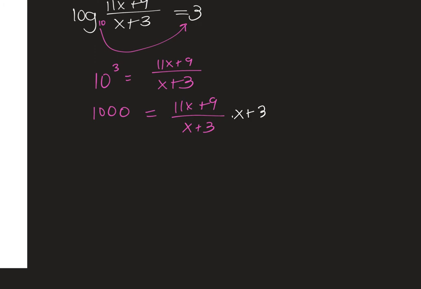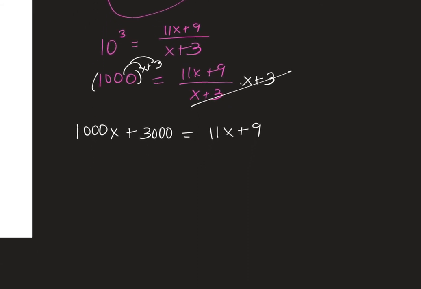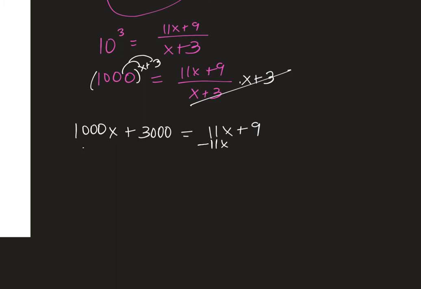So I would multiply by x plus 3. You're going to distribute here: 1,000x plus 3,000 equals 11x plus 9. And then you can subtract the 11x. So this is what I'm talking about. If that said 10, you would be able to do this without a calculator. This is 989x equals, subtract the 3,000, negative 2991. And then you got to divide both sides by 989.